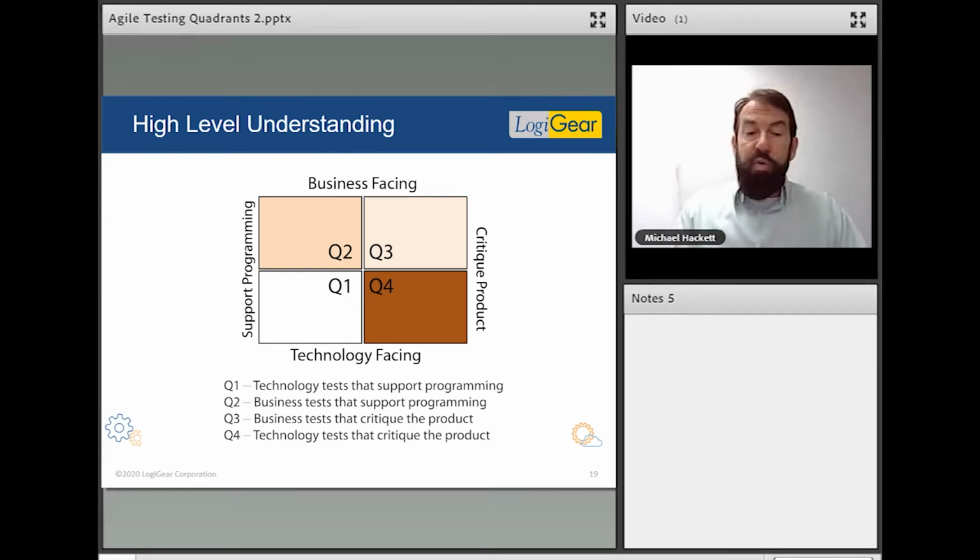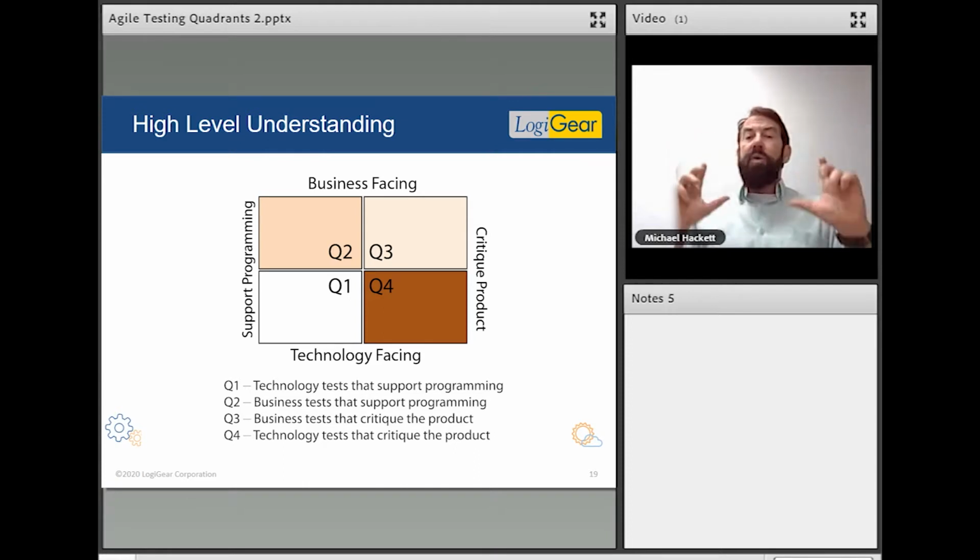And then Quadrant 4 are technology tests that critique the product. For example, performance tests typically show up in Quadrant 4, so they're technology tests, right? Performance tests are technical tests that critique the product.